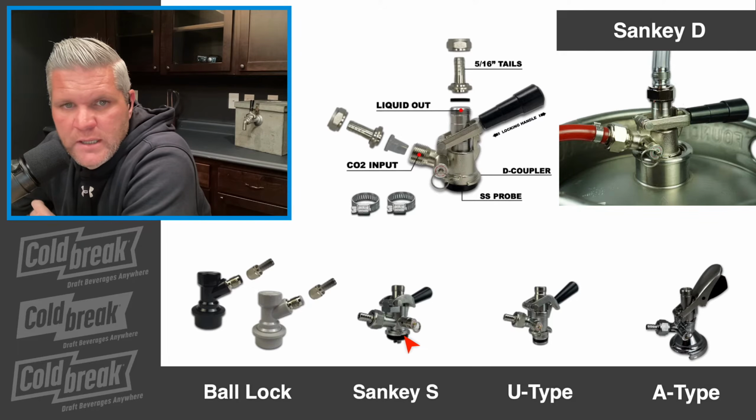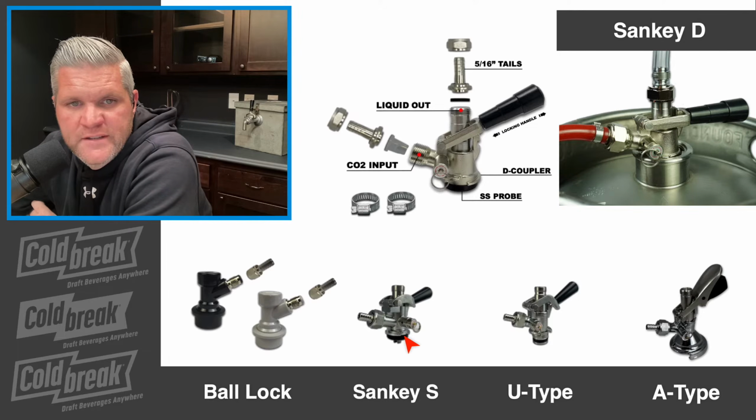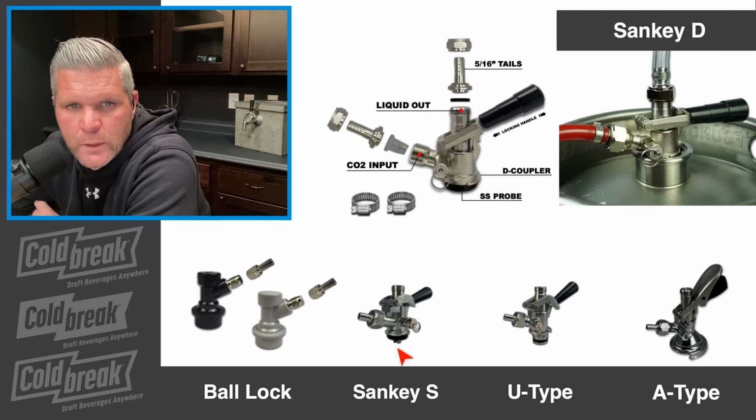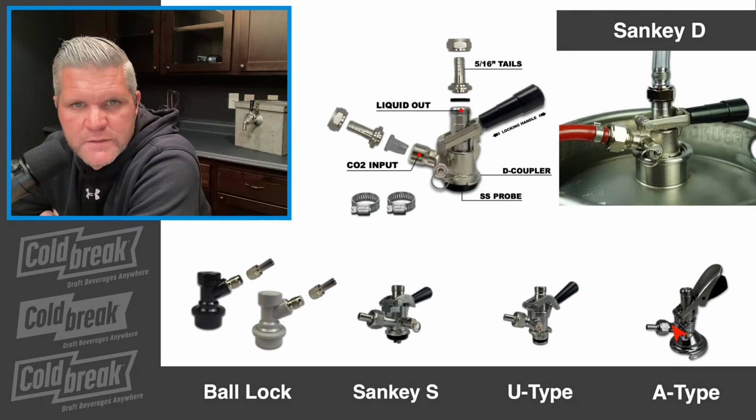Sankey S is a Euro type. It's hard to tell just from looking at them, but the only difference between a Sankey S and a Sankey D is the length of the probe. So on Sankey S's, the probe goes down a little bit farther into the keg. U is for nitro, so this would be like a Guinness tap, and then A is more of like a German type for German beers or import beers.